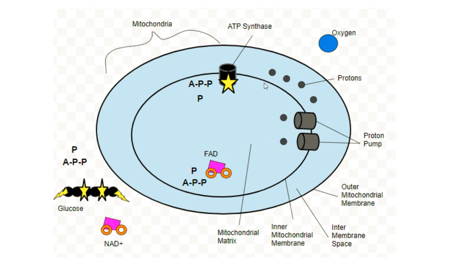In this last stage of cellular respiration, we have the electron transport chain, where we're going to have these series of proton pumps, and the little gray dots are the protons. We also have ATP synthase, which is a channel in an enzyme where most of the ATP is going to be created. And finally, we also have oxygen that's going to get involved.